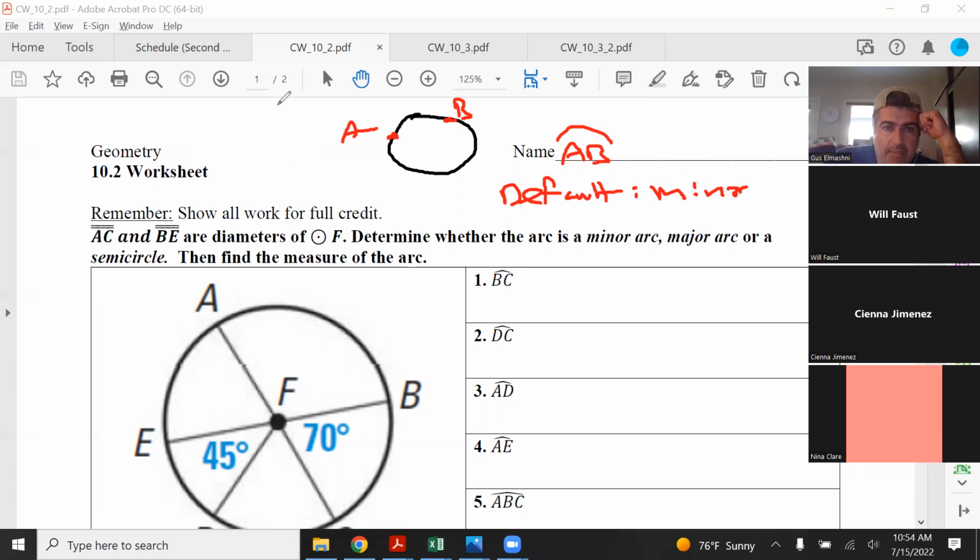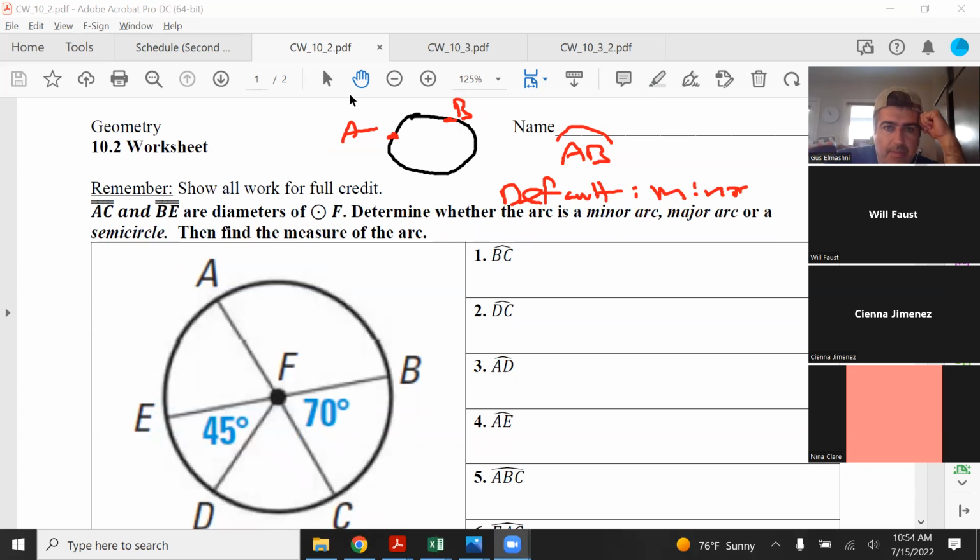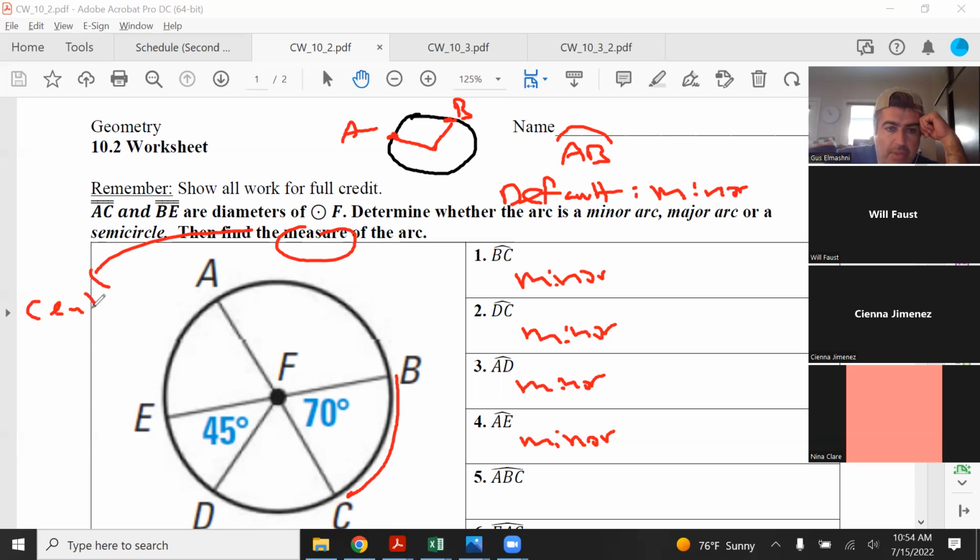So you're looking at BC, you're going to call that minor. Likewise with DC and AD and AE. We're going to call all those minor arcs. And then you're asked to find the measure of the arc. So the measure of the arc is purely dictated by the central angle.